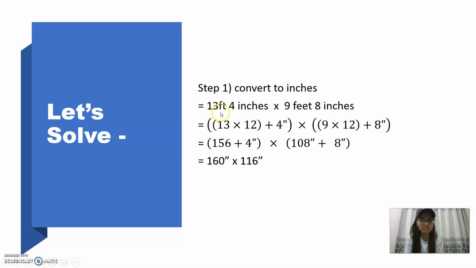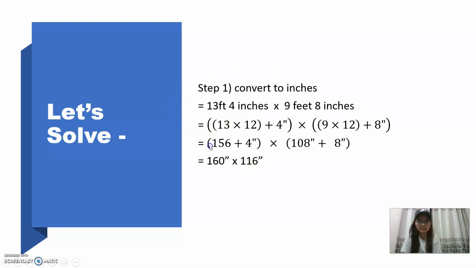Firstly, we'll convert 13 feet into inches. So for doing so, we'll multiply 13 by 12, and 4 inches is already in inches. So 13 multiplied by 12 is equal to 156 inches plus 4 inches, and this is 160 inches. And similarly, we'll convert 9 feet into inches by multiplying it with 12, and we get 108 inches plus 8 inches. We have to add it, and finally the answer we get in inches is 160 inches into 116 inches. And this is our first step.